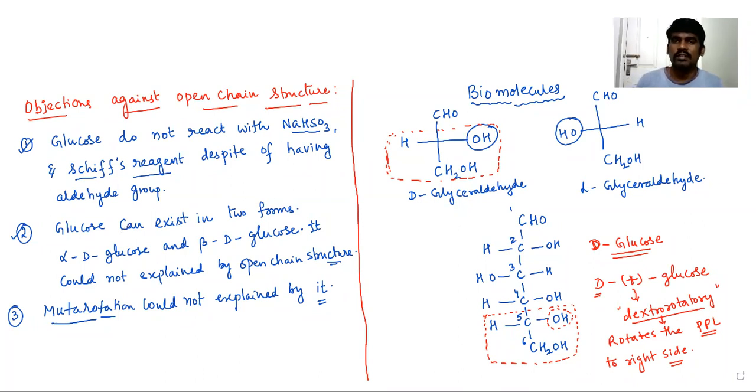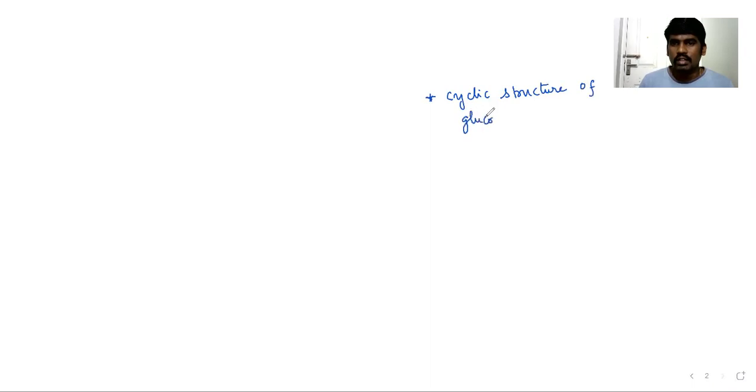Let's take a look at it. How do you explain those shortcomings of the open chain structure of glucose? That is the point. It can be explained by the cyclic structure of glucose. The cyclic structure of glucose can explain those drawbacks, children.